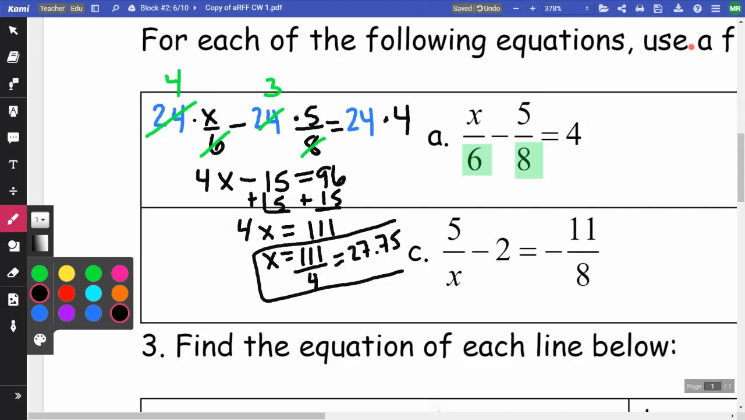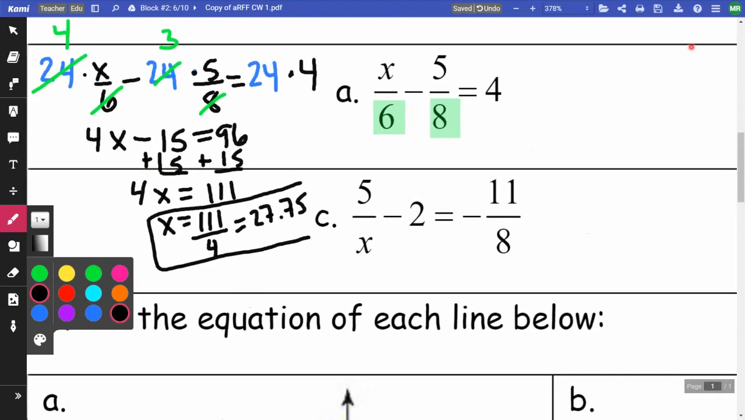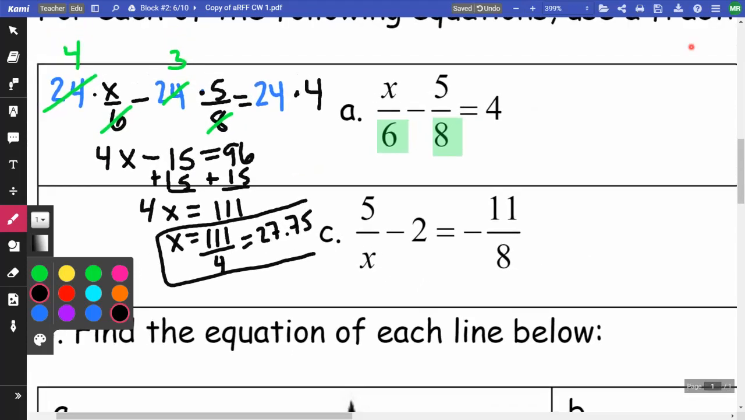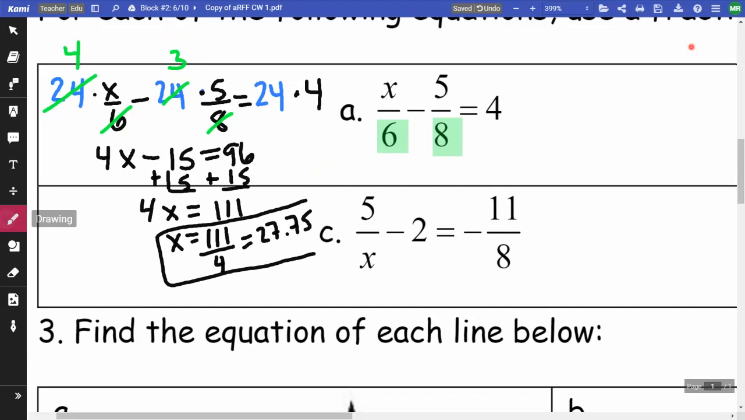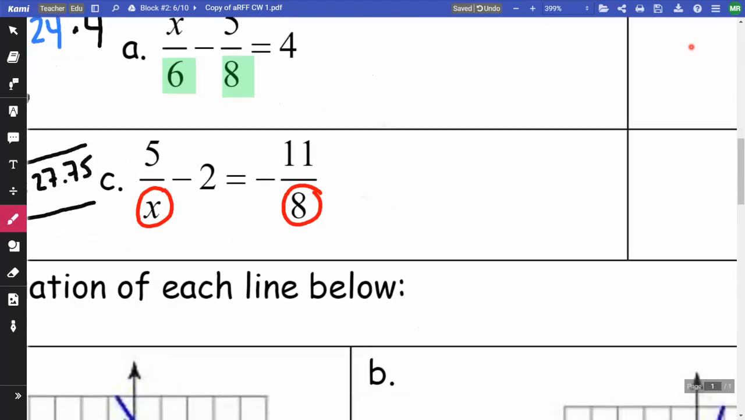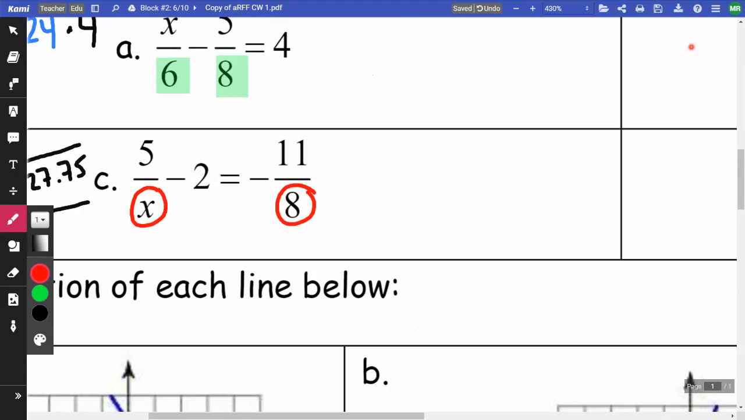Okay, I'm going to do C since C is in this view. Okay, so in this case, what I'm going to do is multiply everything by something that gets rid of the 8 and x. So I'm going to multiply everything by x. Okay, so I'm going to do it on this side. They didn't give much room on this worksheet. It's a little scrunched for us. Okay, let's see. So I'm going to multiply everything by 8x.